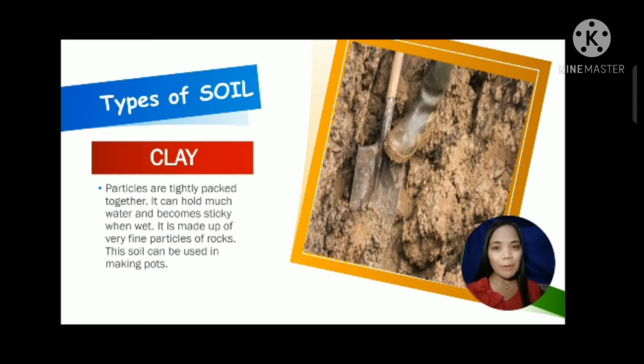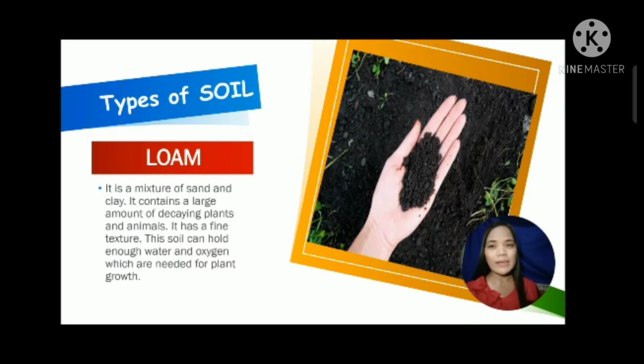So this is the type of soil that in Tagalog is maputik. Siya yung klase ng soil na ginagamit sa pottery industry because this is the type of soil that are good in making pots. Let's proceed with the second type of soil, which is the loam.